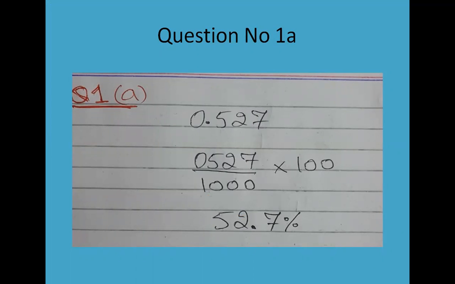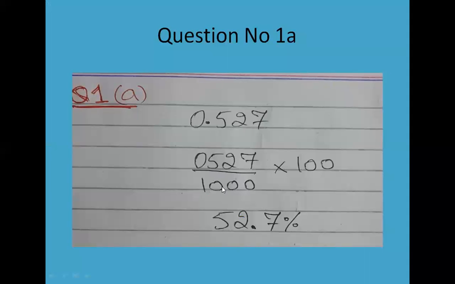0.527, remove this decimal. In the place of decimal, downstairs I'll put a 1. After this, we have 3 digits, so I'll put 3 zeros, multiply with 100. To convert it into percentage, I will have to multiply it with 100. So you will see these 2 zeros and these 2 zeros, they will be cancelled.